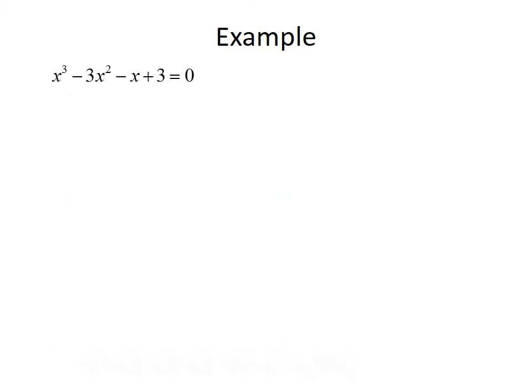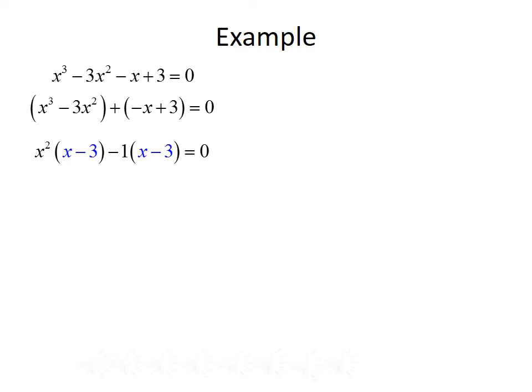Let's do one final example. We want to factor and solve x cubed minus 3x squared minus x plus 3. There are no common terms to factor out here, so let's try to factor by grouping. We group the first two terms together, and we group the second two terms together, keeping in mind that the negative with the x has to stay inside the parentheses. And we factor a common term from each group.